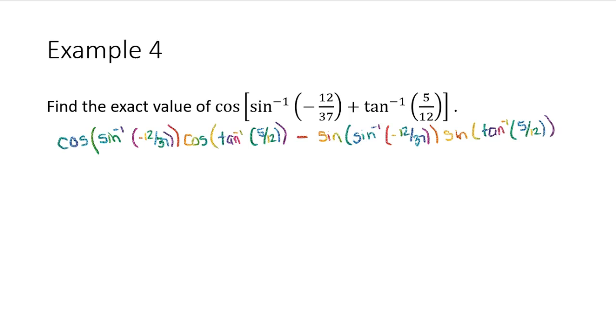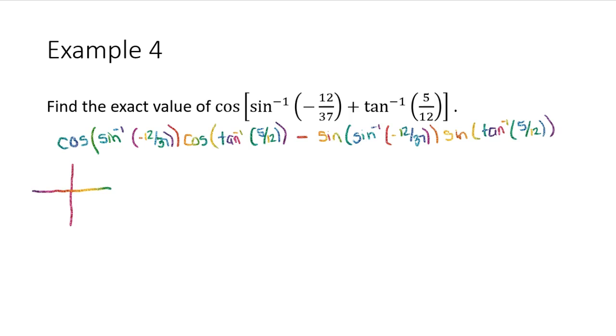So this is what we're looking for. Remember, the cosine formula is cosine times the cosine minus the sine times the sine, and that's exactly what I have right here. So I need to find the cosine of the angle where the sine is negative 12/37. I need to find the cosine of the angle where the tangent is 5/12. I need to find the sine of the angle where the sine is negative 12/37. And I need to find the sine of the angle where the tangent is 5/12. All right, let's take a look at this.